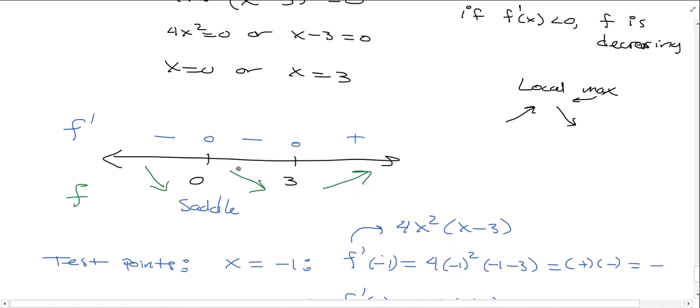And then at 3 you go from decreasing to increasing, so you're going to have a valley. So this is a local min. The local min occurs at x equals 3. To find it, plug it into the original function and you will get the y value for that local min.